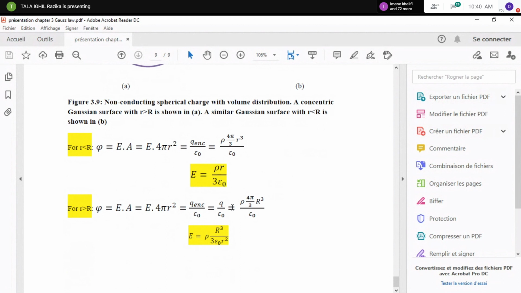And I can replace Q with rho, but in this case I have the total volume of our sphere, which is 4 pi over 3 capital R cubed.